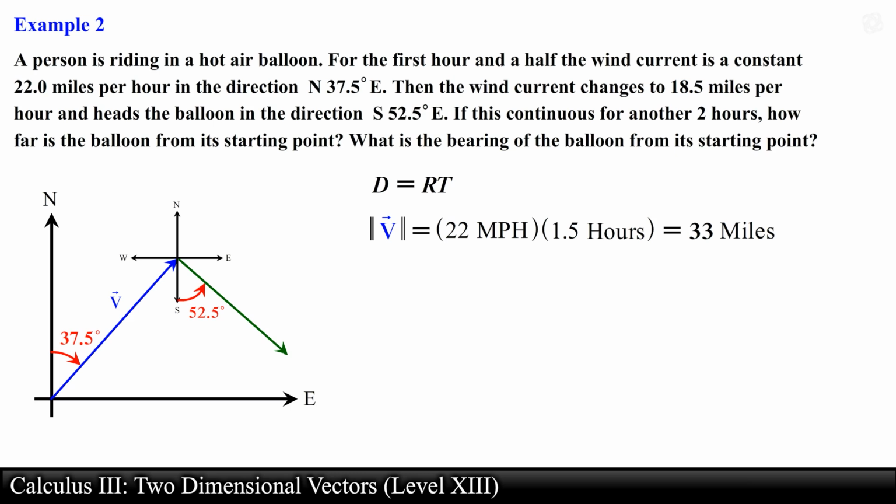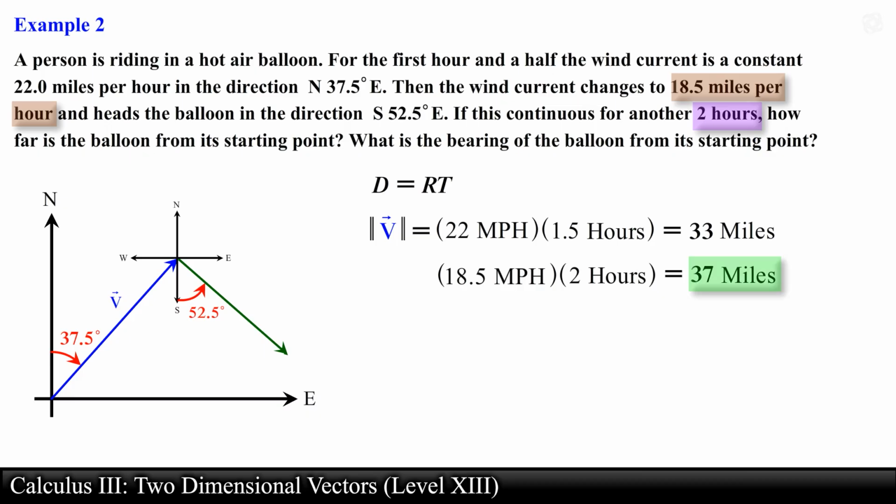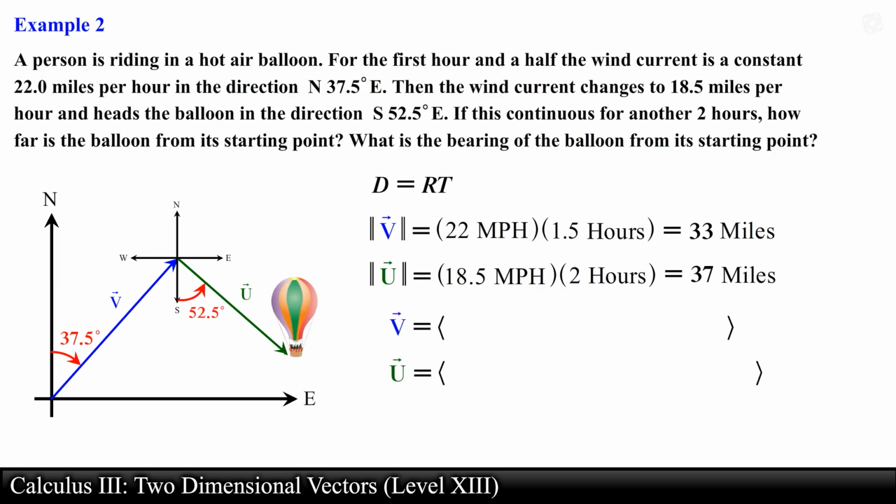Next, we need to find the distance traveled on this second trip. This time around, the balloon is moving at 18.5 miles per hour for 2 hours. Once again, we make use of the formula, obtaining 37 miles. Let's call this vector vector u. At this point, it is just a matter of adding both vectors v and u component-wise.